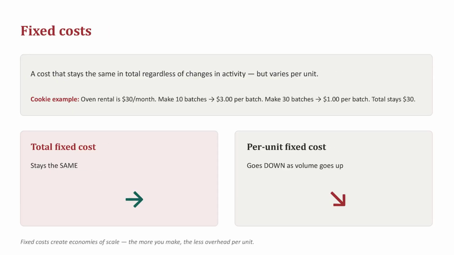Fixed costs are the mirror image. In total, they stay the same no matter how many batches you make, but the cost per unit falls as volume rises. If oven rental is $30 a month, then 10 batches carry $3 of oven cost each, while 30 batches carry only $1 each. That spreading effect is economies of scale. Textbooks also separate committed fixed costs, like a long-term lease, from discretionary fixed costs, like an annual training budget. For your project, equipment rental is usually committed for the semester.